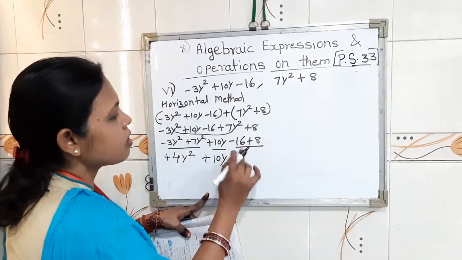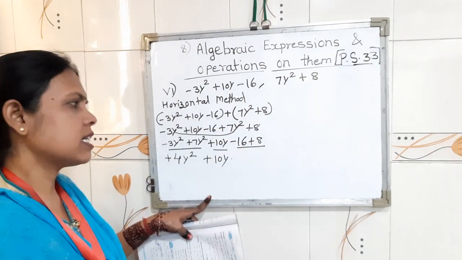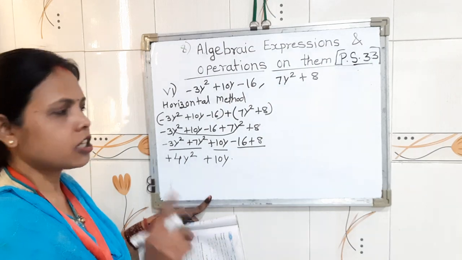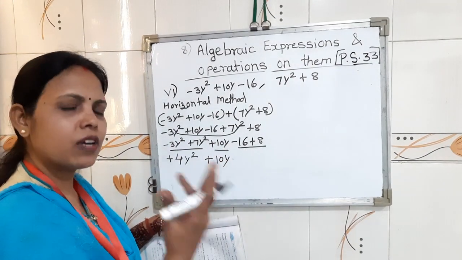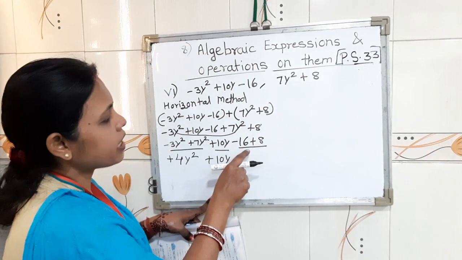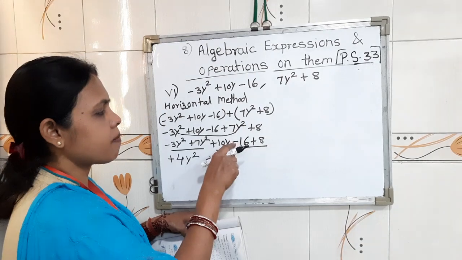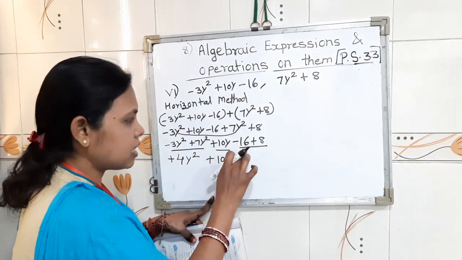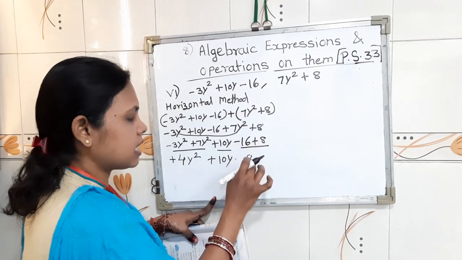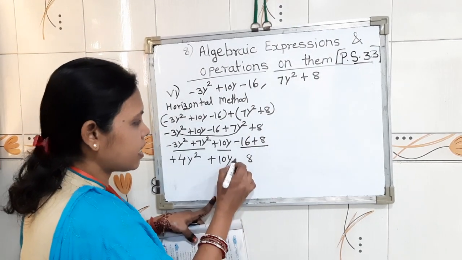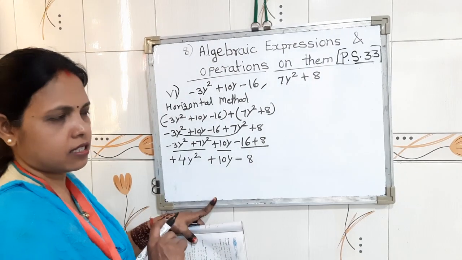Next one, 16 and 8. Here also, the coefficients are carrying different signs. Therefore, first we see which sign the greater number is carrying. The greater number is 16 and it is carrying a minus sign. Therefore, 16 minus 8, that is 8. 16 is carrying a minus sign, therefore in our answer we put minus.